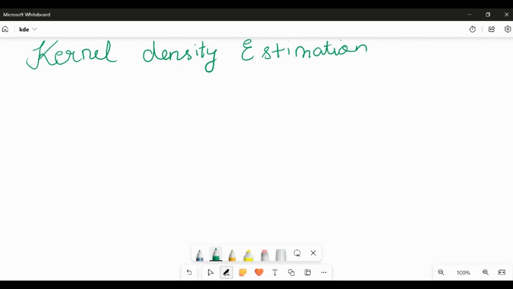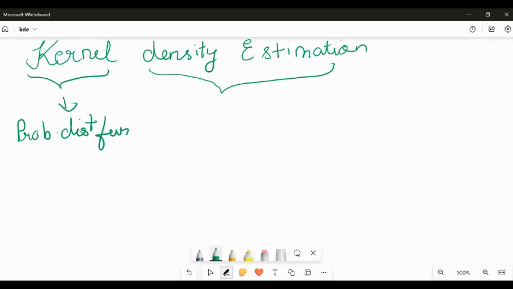First of all, we'll understand the kernel and density estimation and the exact concept related to it. The kernel is nothing but a probability distribution function.